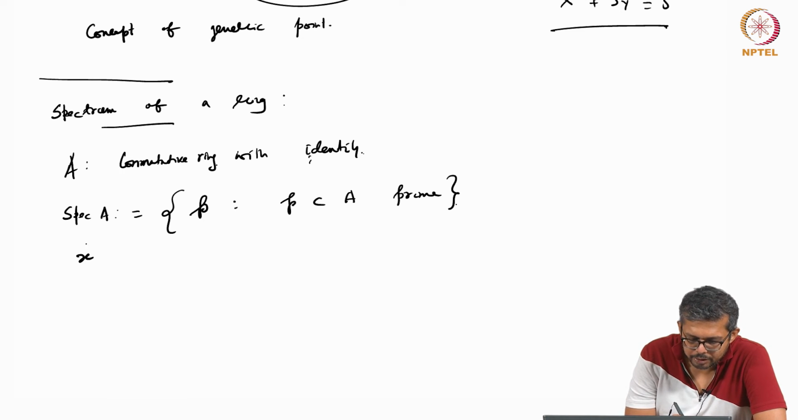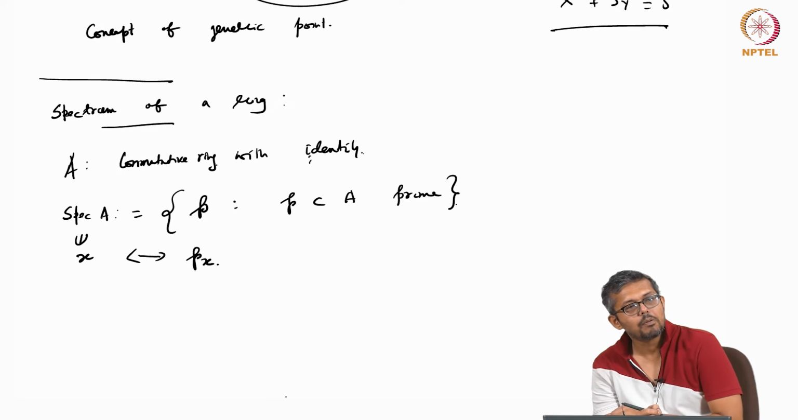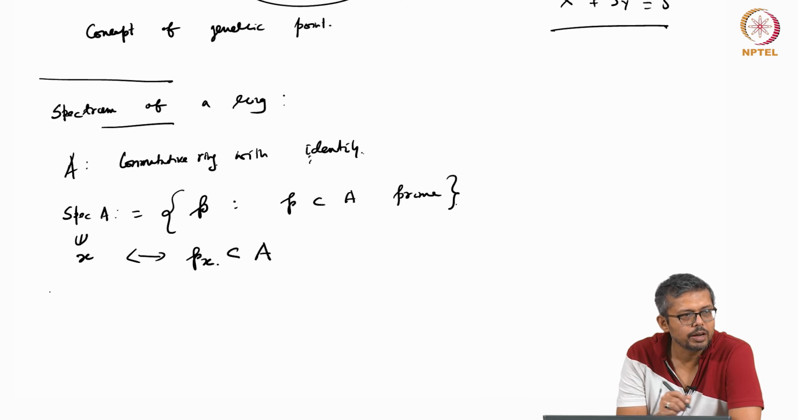Say a point, generally I will denote it by x, and the corresponding prime ideal I denote by P_x. So a point corresponds to a prime ideal, which I write as P_x. But when I write a point in Spec A, I write it as x.